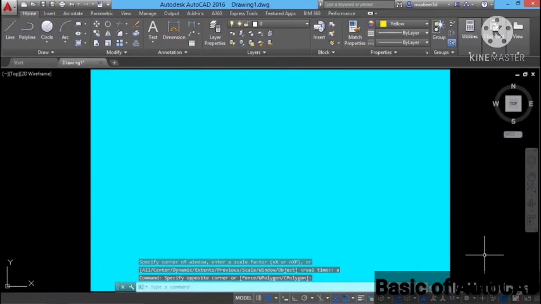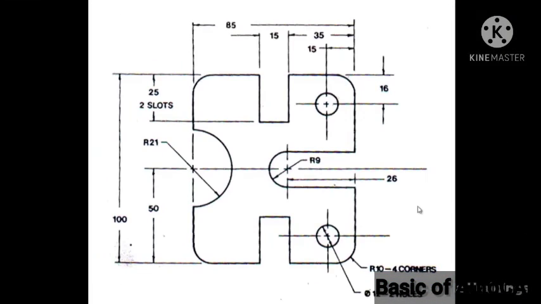Now let's see some live examples of two-dimensional drafting so that you will get a better understanding on setting the limits. We will set a proper limit to draw this figure. When you go through the dimensions, you can see that there are no negative values in this figure. So you can keep the lower left corner at the origin at 0, 0.